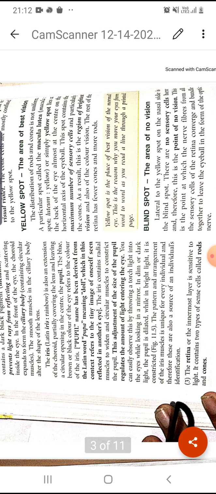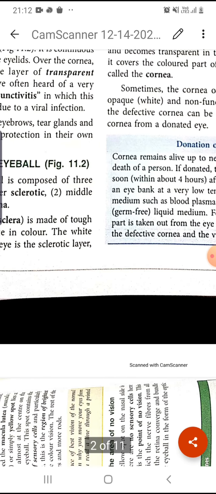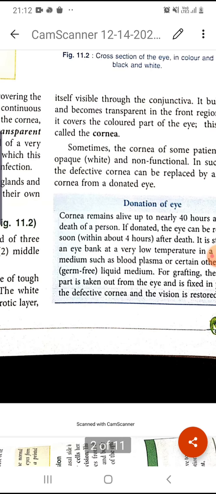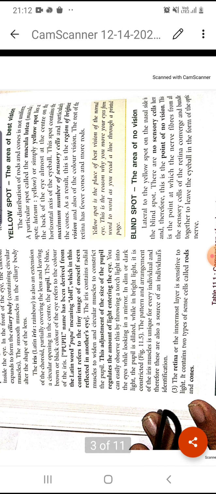Okay, next is the iris. It is also an extension of the choroid layer and partially covers the lens, leaving a circular opening at the center, that is the pupil. Okay, so you can see this hollow portion, that is the pupil. And the iris is these two portions which make a connection with the lens. So the blue, brown or black color of our eye refers to the color of the iris.